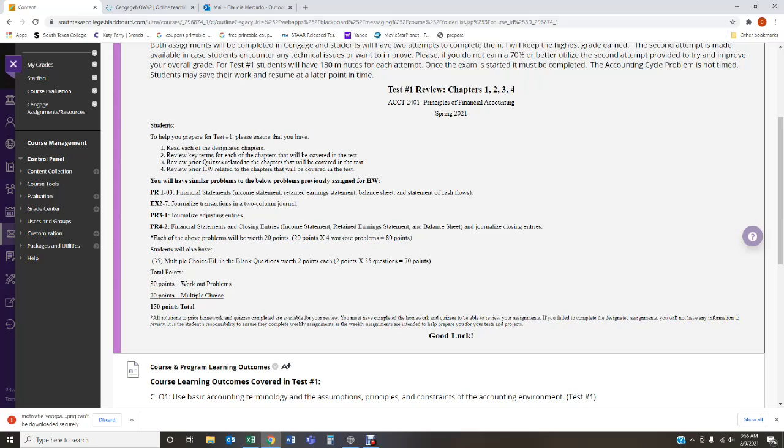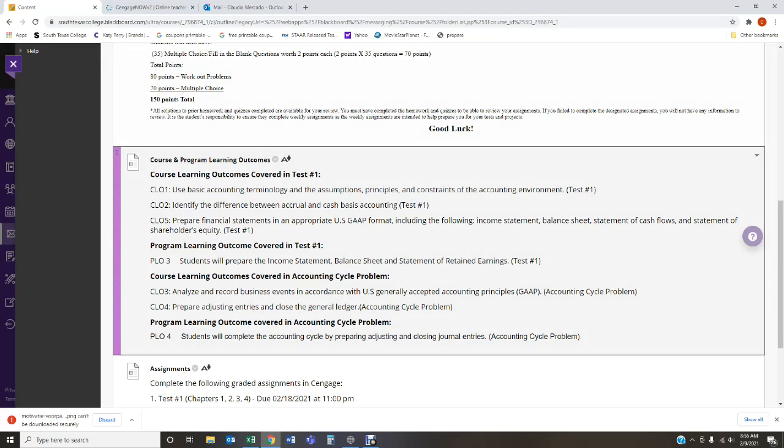Okay, now there's a lot of objectives that are going to be covered both in the test and the accounting cycle problem. These are the things that students need to know for when they leave my class. So the test is going to cover basic terminology and the different assumptions, principles, and constraints of the accounting environment. You're going to be able to identify the differences between accrual and cash basis accounting. You're going to prepare financial statements in accordance to GAAP. You're going to prepare the income statement, the balance sheet, and the statement of retained earnings. All of that is going to be covered in your test.